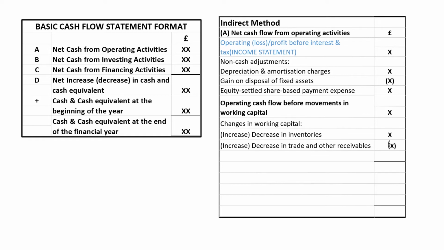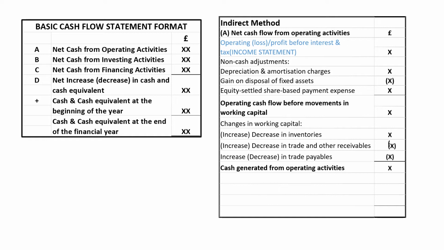The next we consider is the increase or decrease in trade and other receivables. If you increase trade and other receivables, in other words, if the closing balance of trade and other receivables is more than the opening balance, that reduces the cash flow and therefore it is taken away. Finally, we have increase or decrease in trade payables. This is a decrease, which means that you're paying off your trade creditors more quickly, and again that has a negative effect on the cash flow.